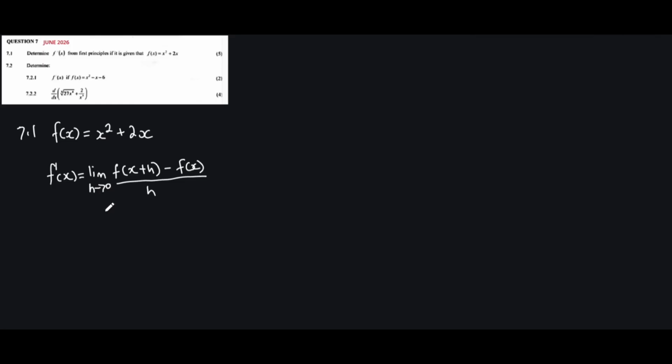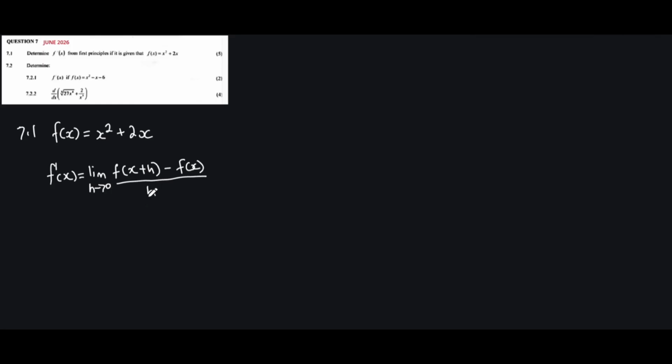So when you're solving these, your h should be able to approach 0. It means you have to make sure that you get rid of the h in the denominator, because remember, if you say your h approaches 0 when you still have h in the denominator, you cannot divide a fraction by 0. That will give you an undefined answer. So you have to make sure that you get rid of the h in the denominator.